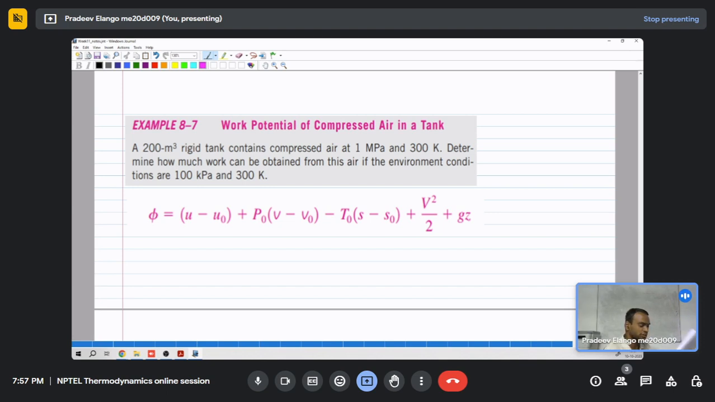So availability is generally given by this expression, change in internal energy plus P naught into V minus V naught and so on. Here we can assume the kinetic energy and potential energy are zero, so these two terms will go off, and the initial and final temperature are 300 Kelvin, so this term will also be cancelled. Now we need to find internal energy. Internal energy is CV into temperature, right? So temperature is constant between the initial and final, so we have that to be zero.